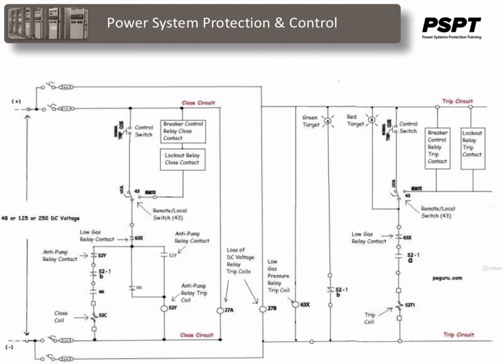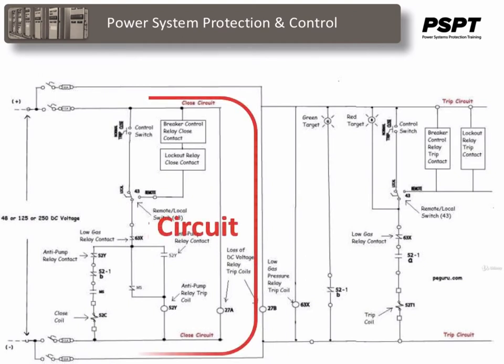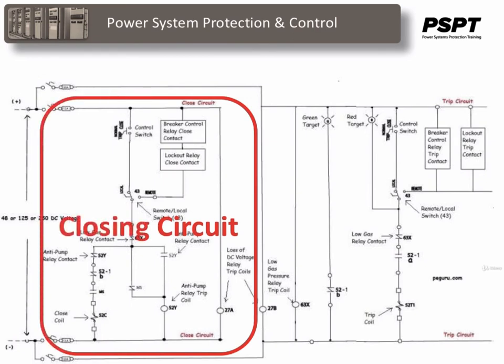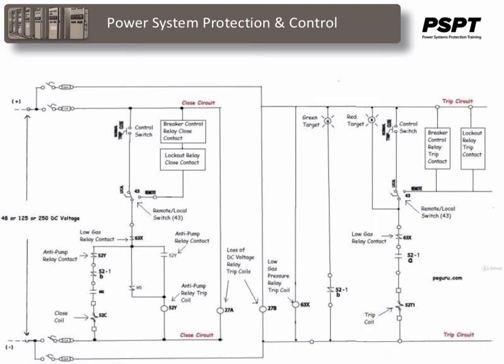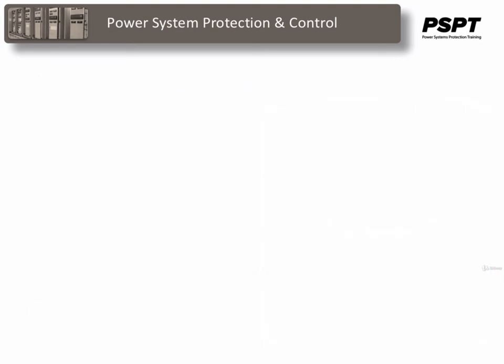This is what a typical DC control circuit for a breaker might look like. You'll notice that the closing circuit has a separate fuse supply than the trip circuit. They are independent of each other, yet they control the same breaker. Okay, let's take a closer look at one of these control circuits just to see how it works.